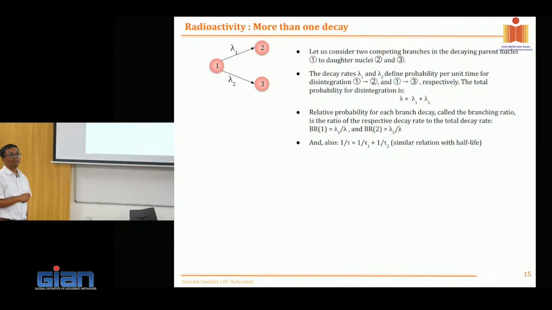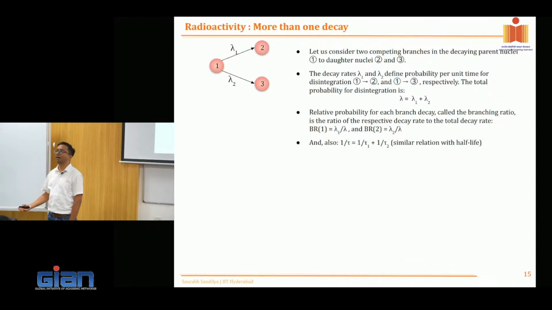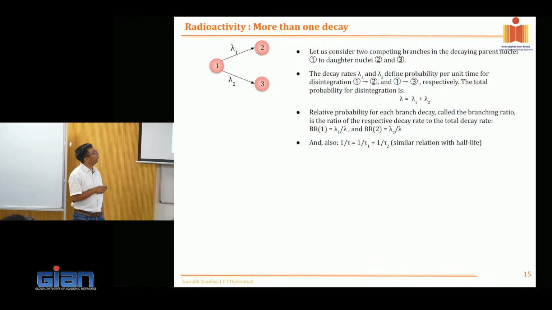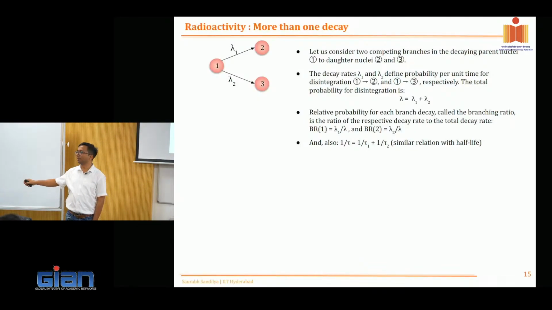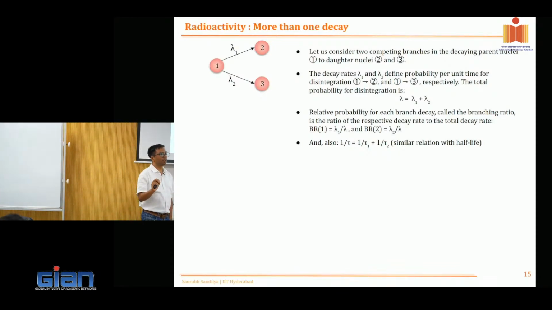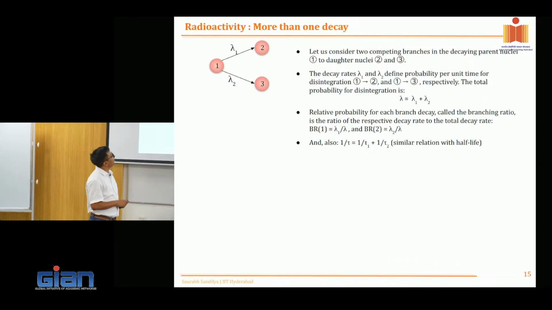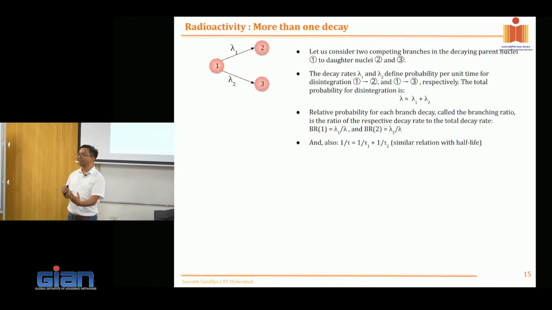So nuclei 1 can go to nuclei 2 with disintegration constant lambda 1. The disintegration constant is the probability of transforming that particular nucleus, and it becomes nuclei 3 with disintegration constant lambda 2. If I measure the total decay probability of nuclei 1, whether decay happens or not, you can simply add the different paths' probabilities. So the total probability of disintegrating is lambda equals lambda 1 plus lambda 2. Simple.